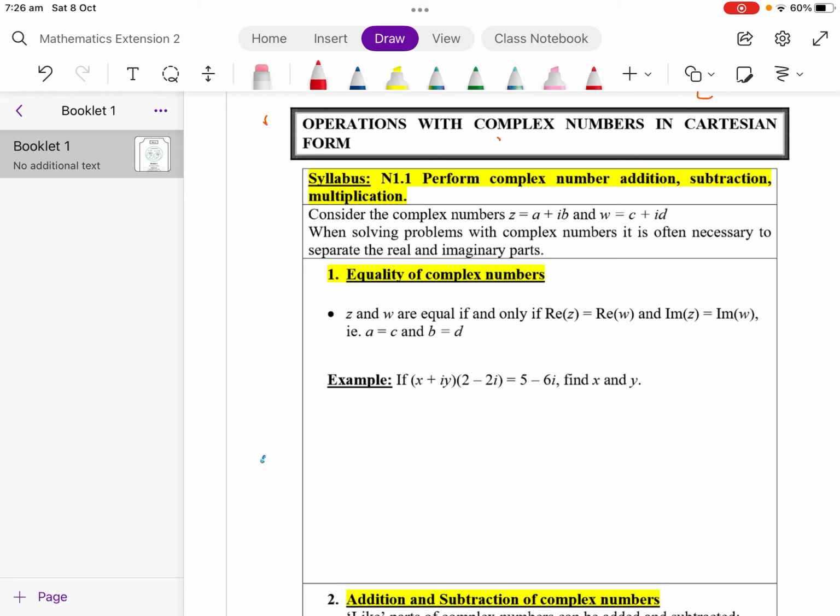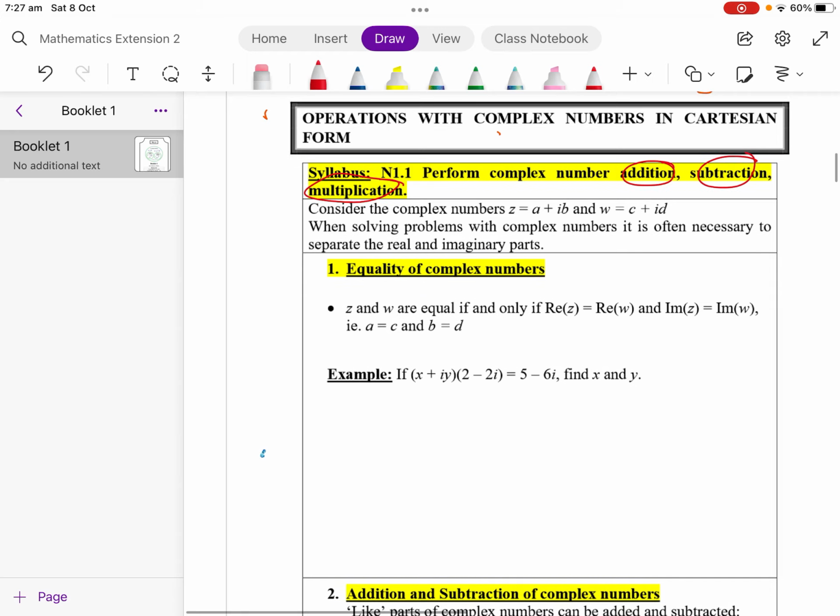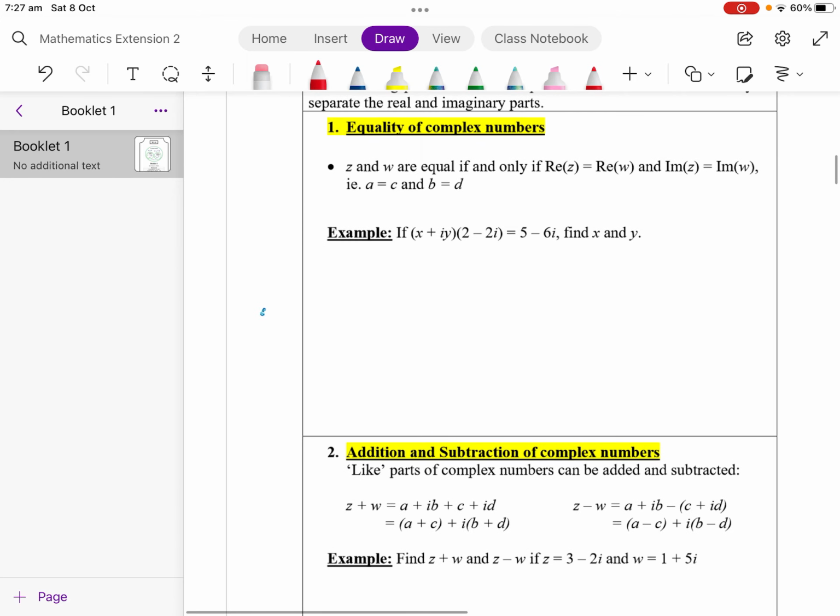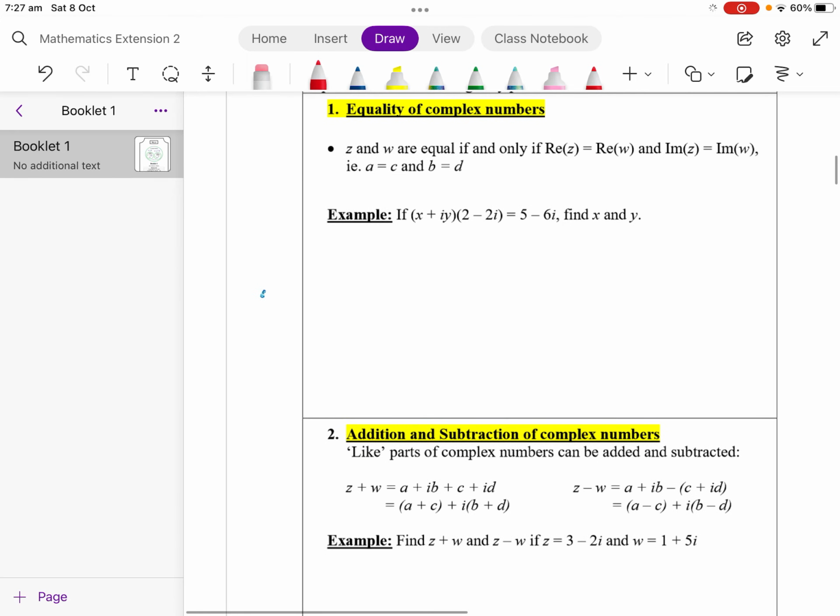Alright, so this video is just about the 4 operations with complex numbers, and the syllabus requires you to be able to add, subtract, multiply, and we're also going to divide them. But before we get into that, we're just going to first talk about the equality of complex numbers. Hopefully a lot of this makes sense.